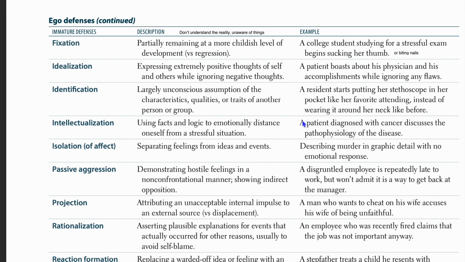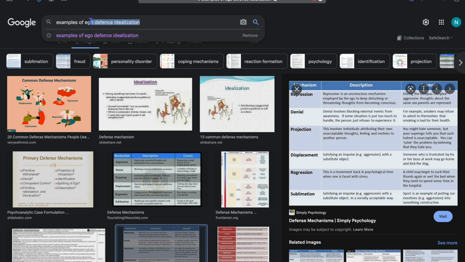Intellectualization. A patient diagnosed with cancer discusses the pathophysiology of the disease, right? So using facts and logic to emotionally distance oneself from a stressful situation. This one's kind of tough because it feels like we do this all the time, but we're usually aware of the reality when we do it. These people who use this ego defense are not really aware of the reality. They're just trying to avoid it, so they discuss things around what the reality is. That's called intellectualization. It's like they don't want to know about it, basically.